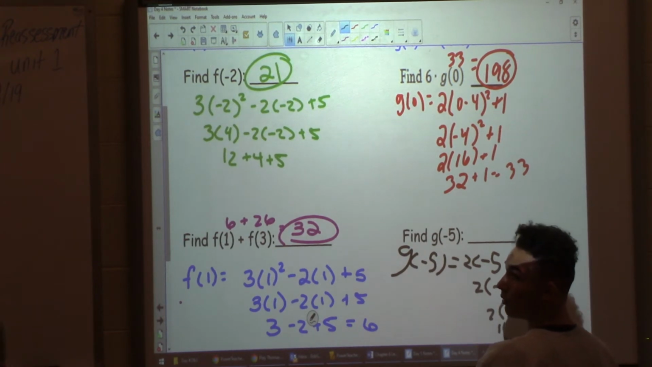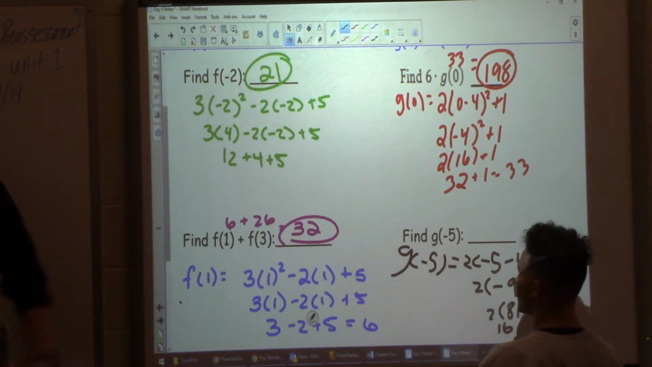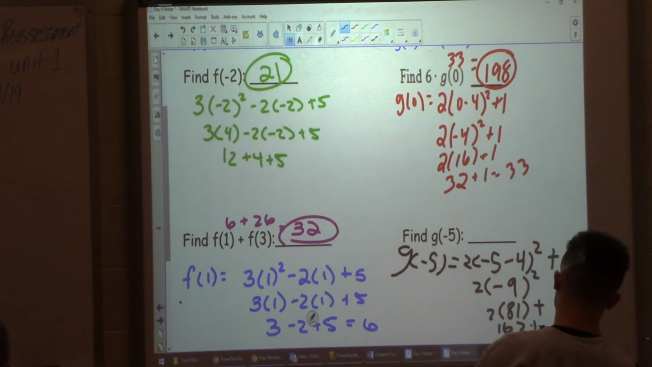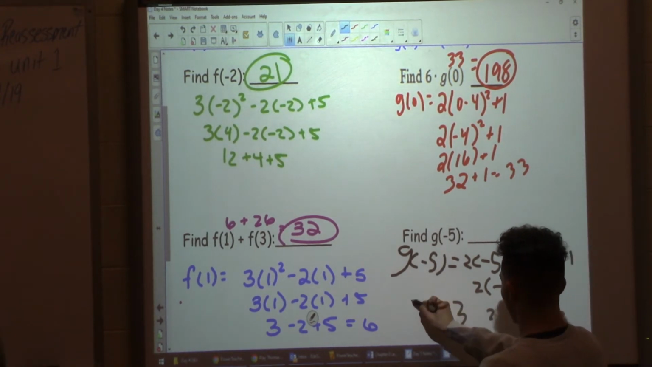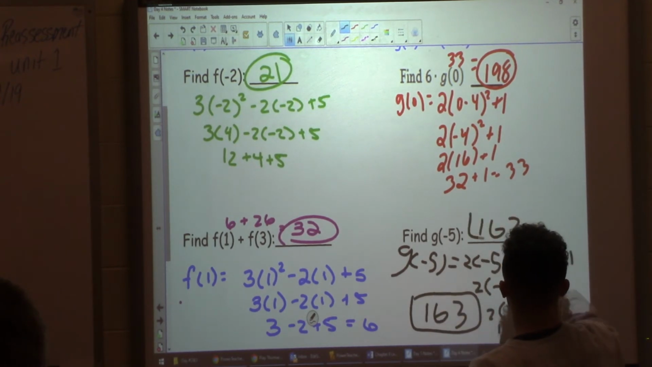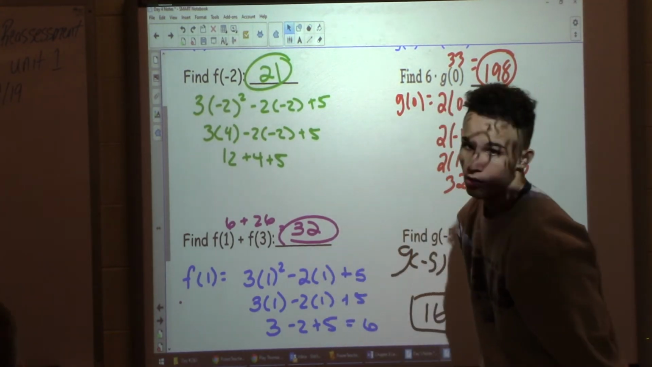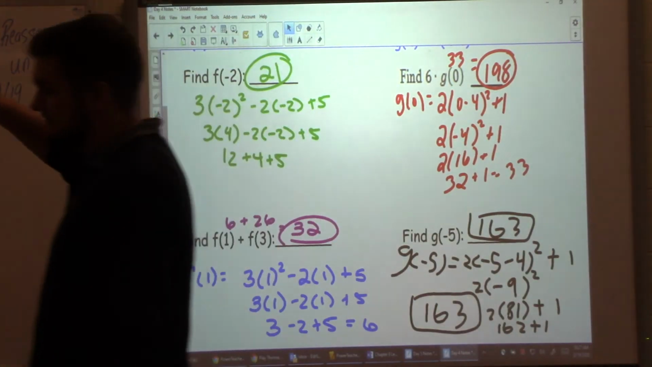81 times 81? Or plus 81? 162. We're not squaring it, multiplying by 2, right? 81 squared would be fun. What is 81 squared? Alright guys, check your answer with this. Did you get 163? Okay, sweet. So that's easy. We've done that way before, right?